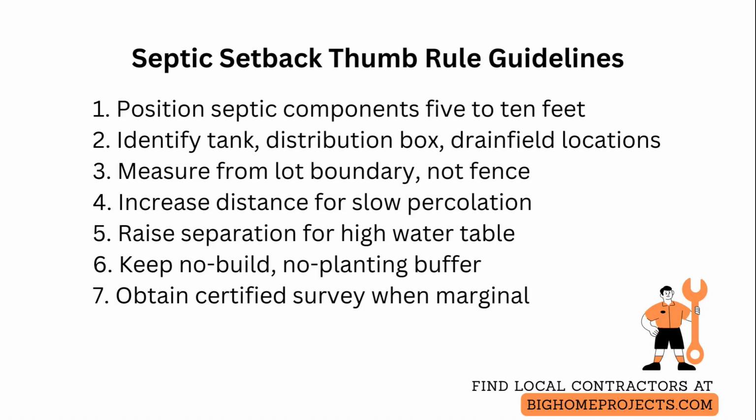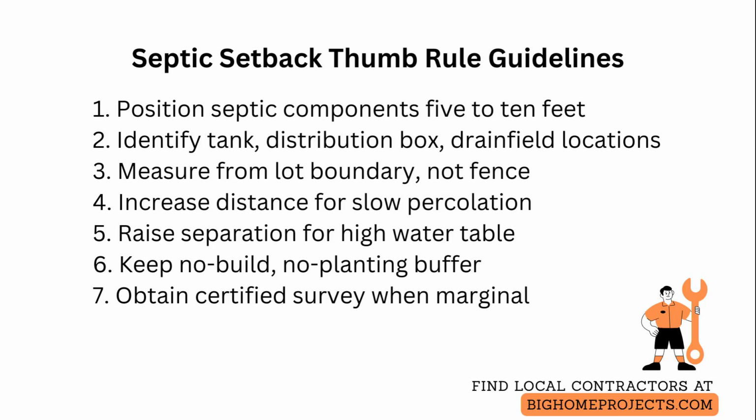Start by identifying the tank, distribution box, and drainfield locations on your plan and measure outward to the nearest lot boundary, keeping at least 5 feet clear as an absolute minimum and aiming for 10 feet when site constraints permit.